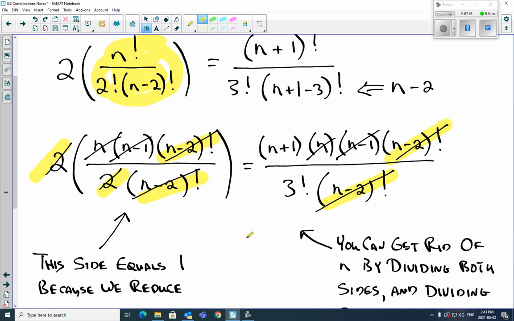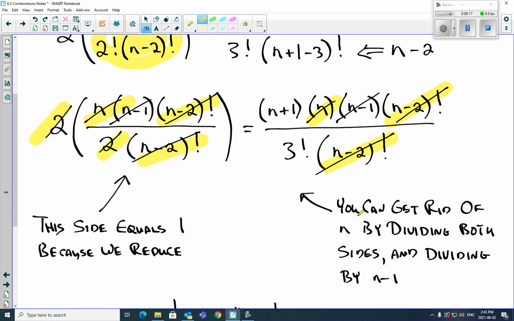If you notice, I've crossed off n and n minus 1, but they're not up and down or diagonally. But look here, you can get rid of n by dividing both sides by n. So for instance, if I divide the right side by n and the left side by n, it doesn't change the overall thing. They disappear, right? Because you can divide them out. You can also divide by n minus 1 on both sides. So if I divide this side by n minus 1 and the left side by n minus 1, bang, they disappear also. So it's another way to look at this when you're trying to reduce factorials, okay?